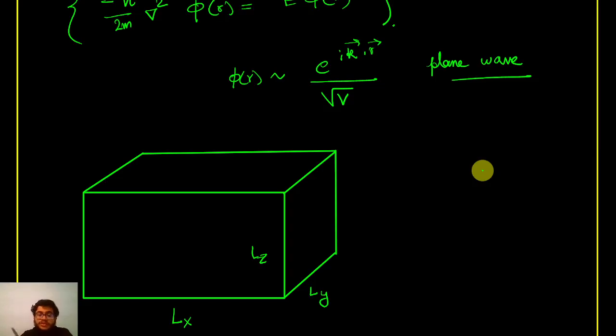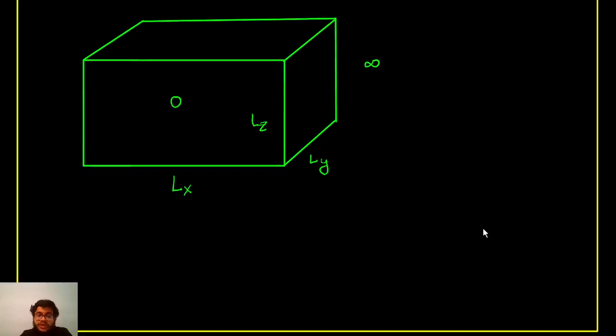So this can be modeled as zero potential inside and infinite potential outside. What it means is that the wave function needs to drop to zero at the boundaries, because there should not be any wave function outside the box, and because the wave function is a continuous quantity, the wave function has to be zero at the boundaries also.